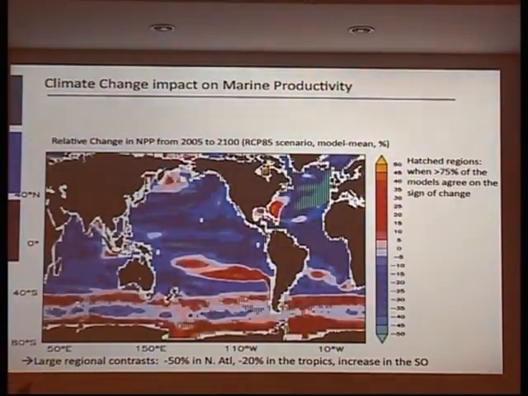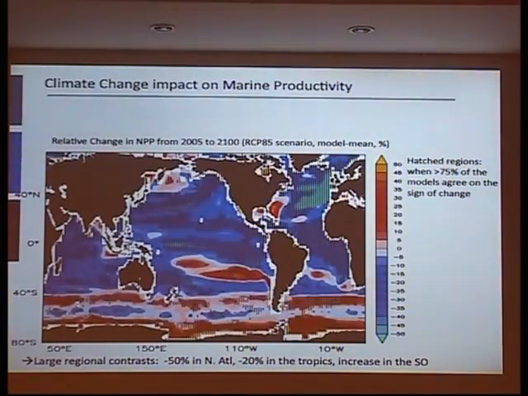If you look at the regional distribution of those changes in NPP, you have again increasing NPP in red, decreasing NPP in blue, and that's the changes from 2005 to 2100, and that's an ensemble model mean. So I've basically averaged the 8 models here, and the hatched regions, the black dots here, tell you when more than 75% of the models agree on the sign of change. So it gives you a measure of the confidence, or of the uncertainty you have on your model projections.